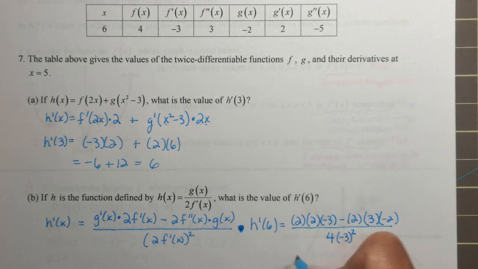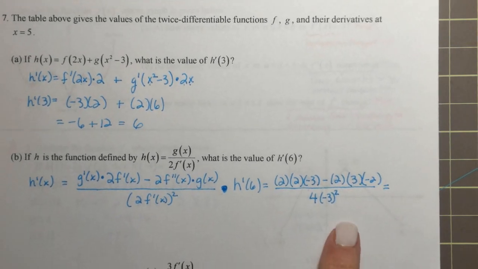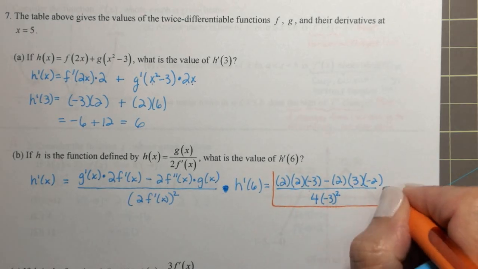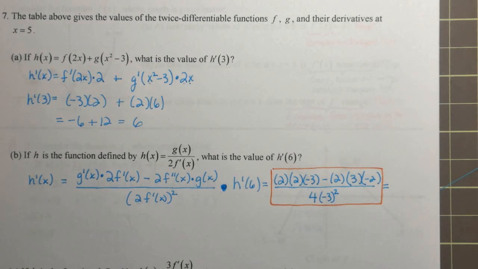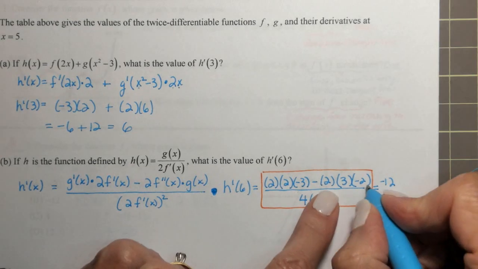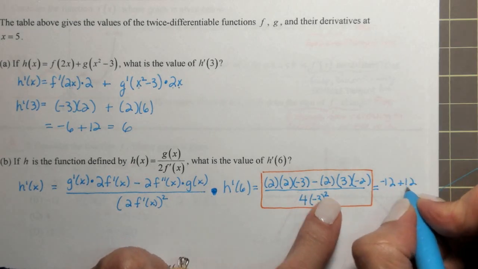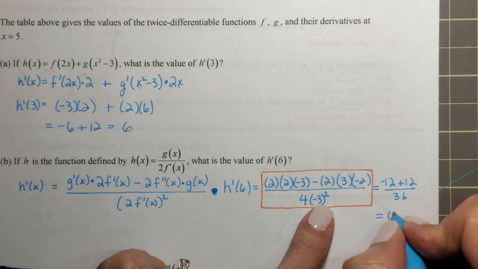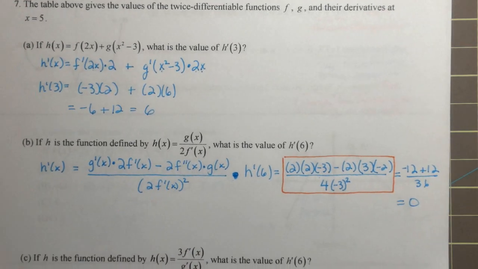Alrighty, so this would be, now I can put equals because I'm just cleaning it up. This would be a safe stop spot though, right? If this was an FRQ, you would stop right there and you're done. Don't go further. Don't clean it up. Okay, this is negative 12 plus 12 over 36, but that is 0. Multiple choice, that would be 0.